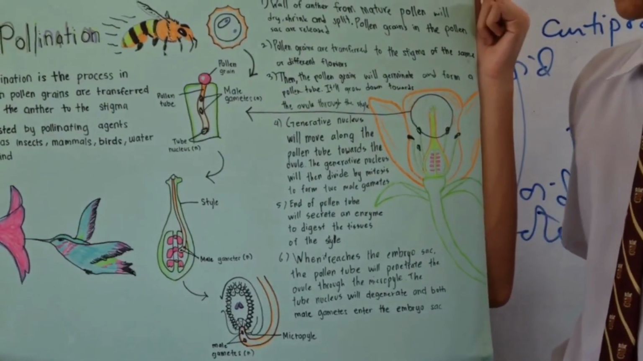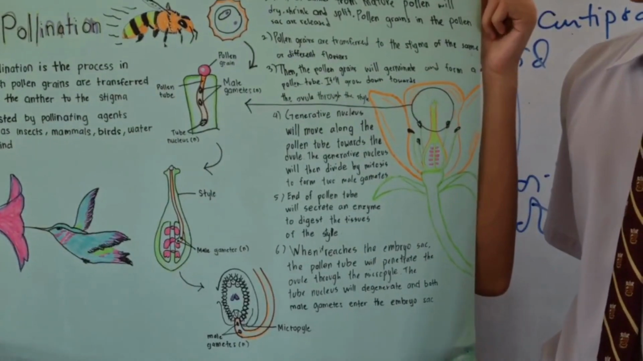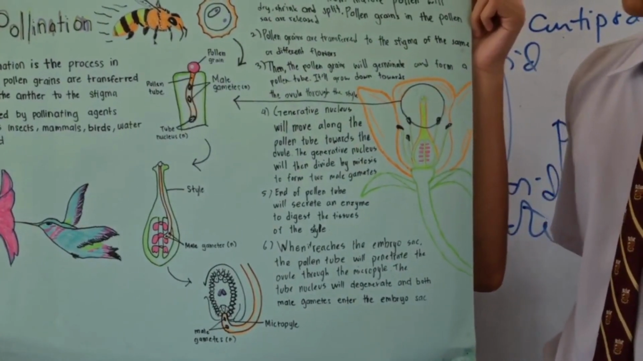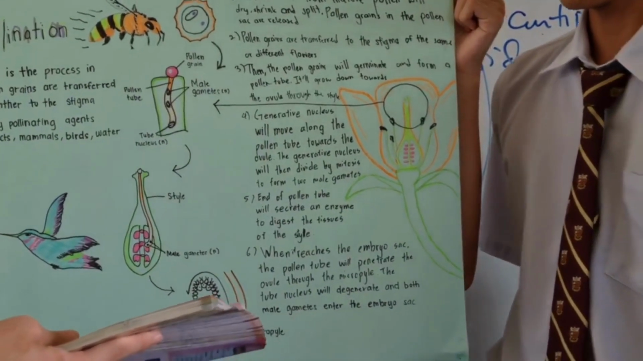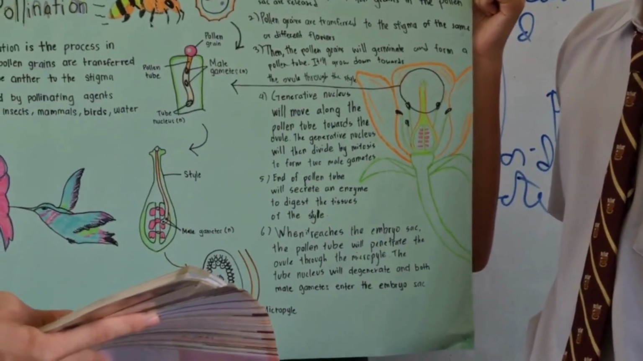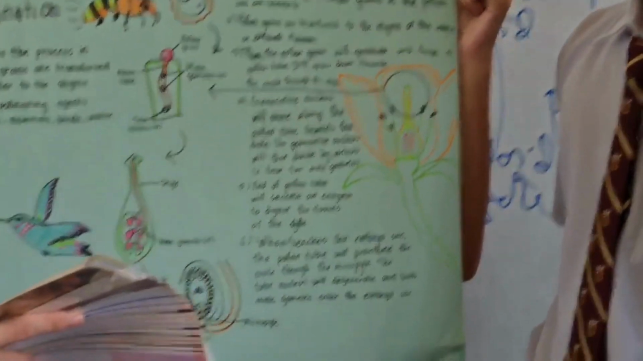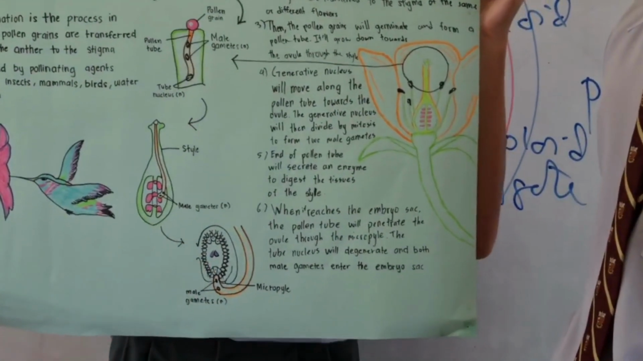And then at the end of the pollen tube, it will secrete an enzyme that digests the tissues of the style. When it reaches the embryo sac, the pollen tube will penetrate the ovule through the micropyle. The tube nucleus will degenerate and both male gametes enter the embryo sac. Okay, that's all.